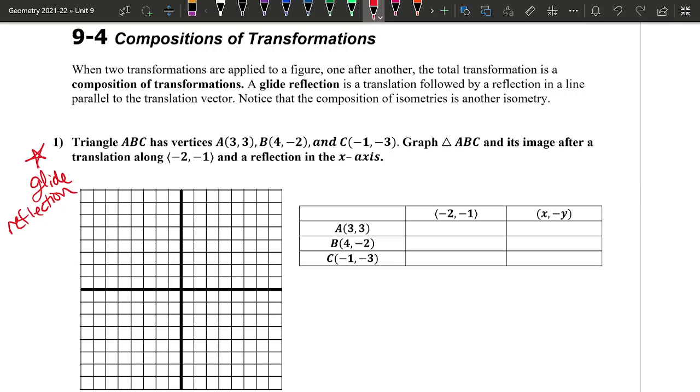I find it best to use a table. You have to make your own table, just a quick sketch of a table, and list the original points. So this is the original. And ABC, so A is at 3, 3. And B is at 4, negative 2. And C is at negative 1, negative 3. So your original triangle.